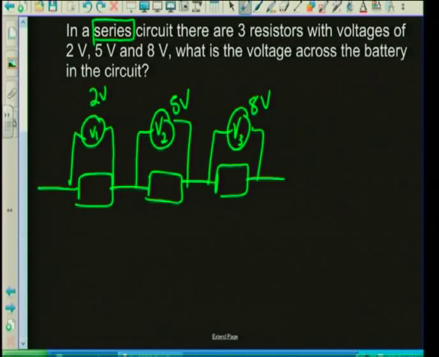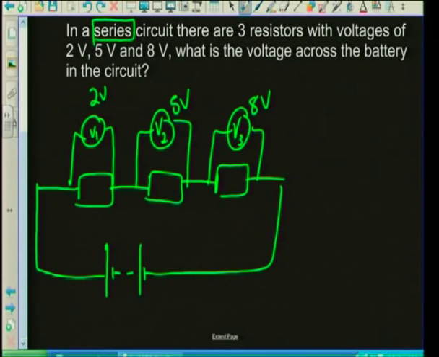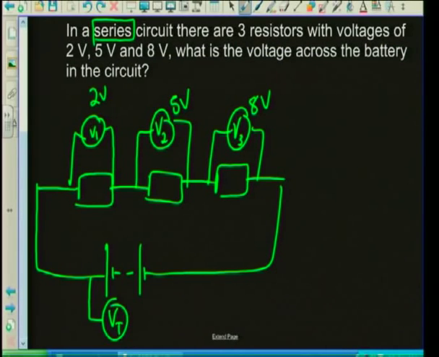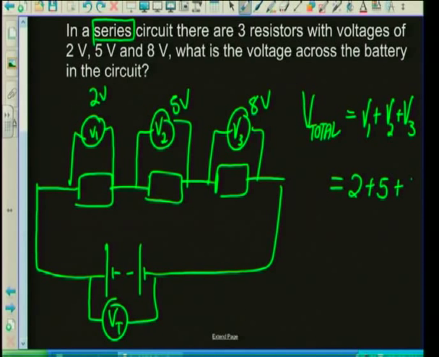What is the voltage across the battery in the circuit? So what we've got to assume here is that this is actually the only thing in the circuit, and they want the total voltage. Remember, I said to you right at the beginning, all these voltages when they get divided must be equal to my total, which I'm going to call VT. Which means, it's not as difficult as it looks, my total voltage is V1 plus V2 plus V3. Brilliant. So it's 2 plus 5 plus 8, and that gives me 15 volts. That's not so bad.